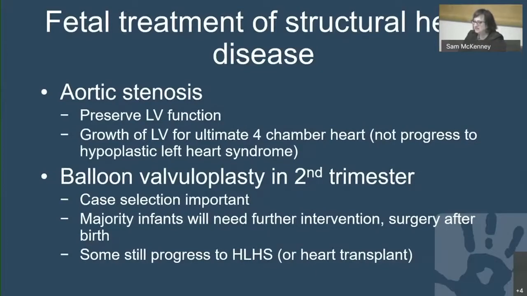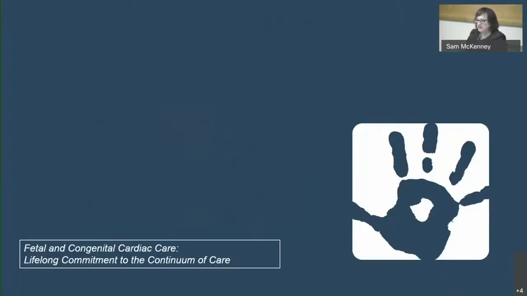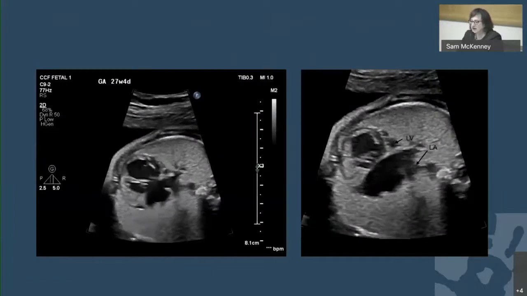It generally consists of balloon valvuloplasty in the second trimester. We've learned that case selection is important. The majority of infants will need further intervention or surgery after birth, sometimes multiple, so this is important in counseling the families. And there certainly are still some fetuses that progress to hypoplastic left heart syndrome or need for a heart transplant. So moving to a different set of problems.